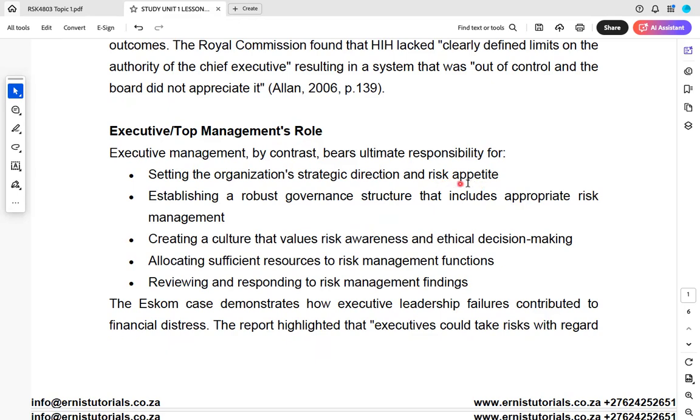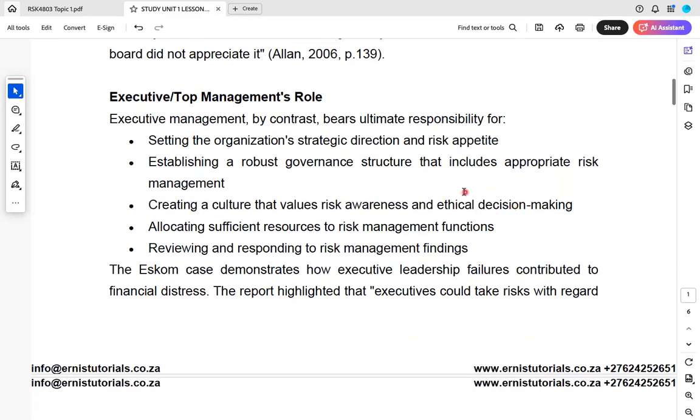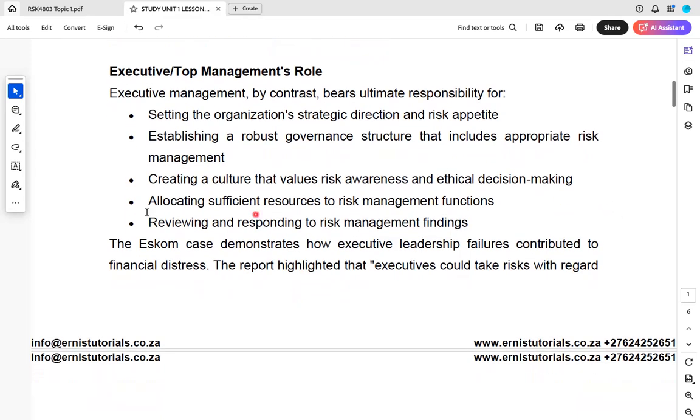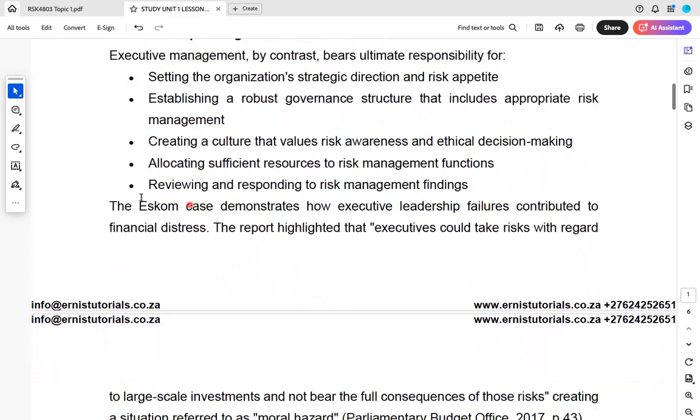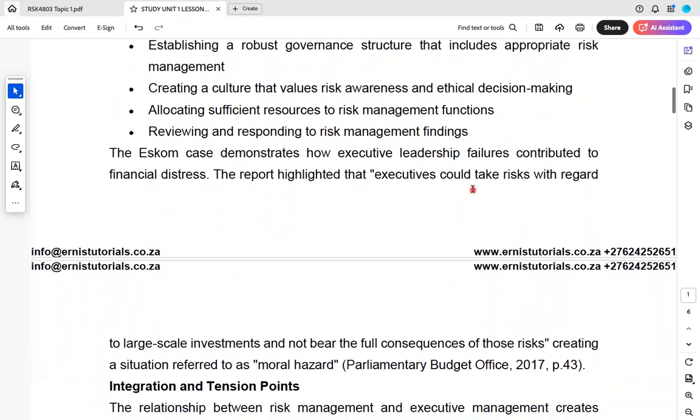And with regards to risk appetite, they also set the risk appetite. They are responsible for establishing a robust governance structure, which is covered in RSK4802, and making sure that the organization has appropriate risk management structures in place. They are also responsible for creating a culture that values risk awareness and ethical decision making. They are responsible for allocating sufficient resources to the risk management functions within the organization, and for reviewing and responding to risk management findings.